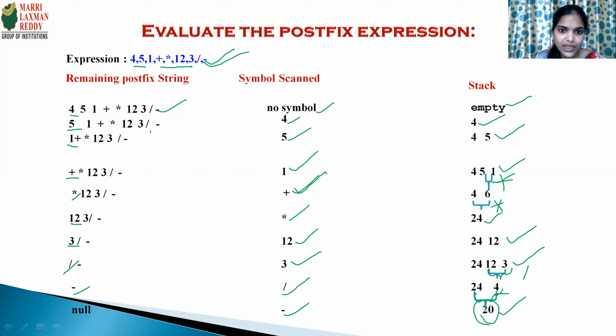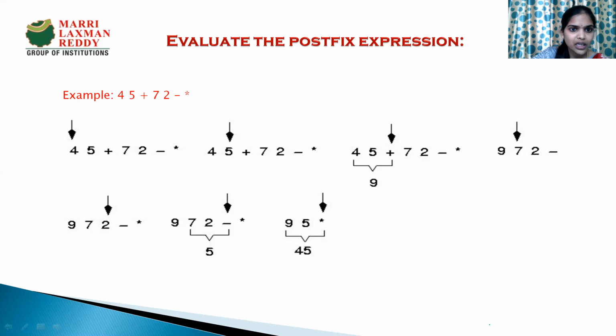Let us see this with one more example. Here is an expression. Initially, we have 4. It is a value operand, so we push it onto the stack. Again, we have 5, which is an operand. Again, we push it onto the stack. Next, we got plus. Plus is an operator. So on the last two operands, we perform plus. So we get 9.